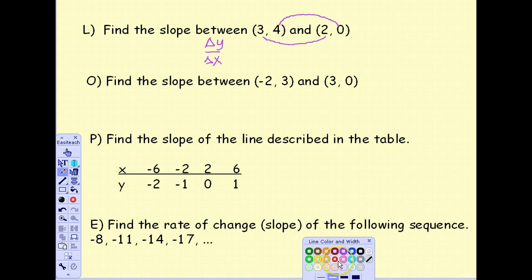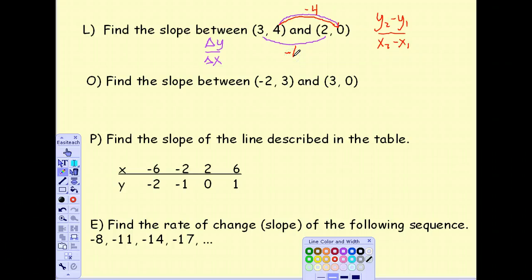Okay, if you want to use that little formula we had from earlier, y2 minus y1, this is also on your formula sheet, over x2 minus x1. So subtract those y's. How far did it go from 4 to 0? From 4 to 0 actually went down. It got smaller. So it was a change of negative 4. From 3 to 2, that went down 1.